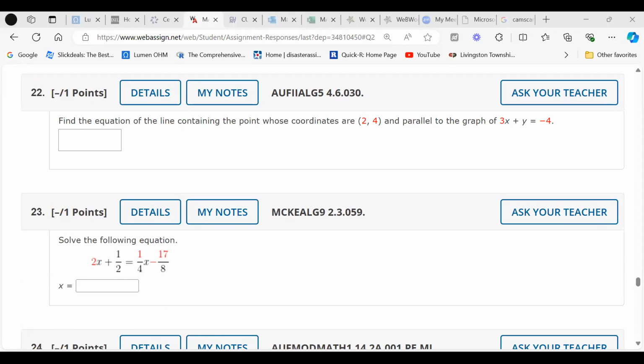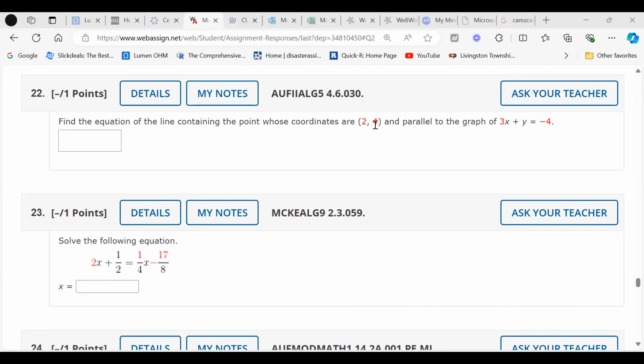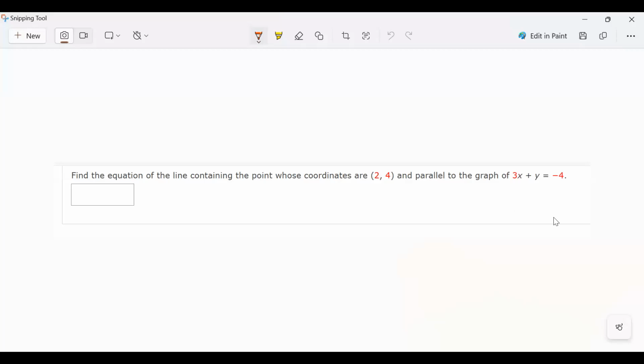Find the equation of a line passing through the point (2, 4) and parallel to the other line. So for parallel lines, m1 equals m2. The slopes are the same for two parallel lines. I'll give it a couple of minutes.